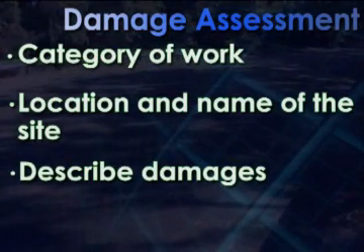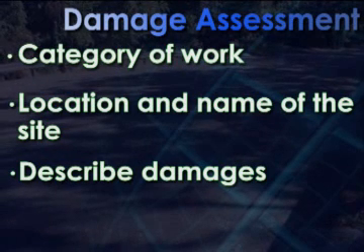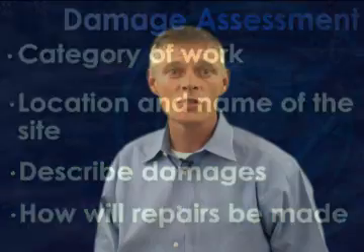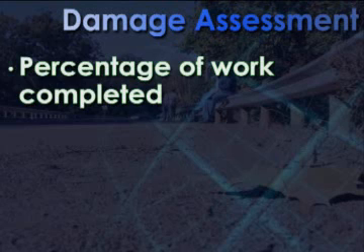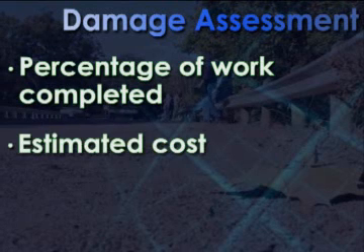What are the actual dimensions? In the case of Category B, emergency protective measures, describe what measures were taken. How will the repairs be made? Will the community use its own labor or contract labor to perform the needed work? What percentage of work has been completed? What is the estimated cost of work to be performed?